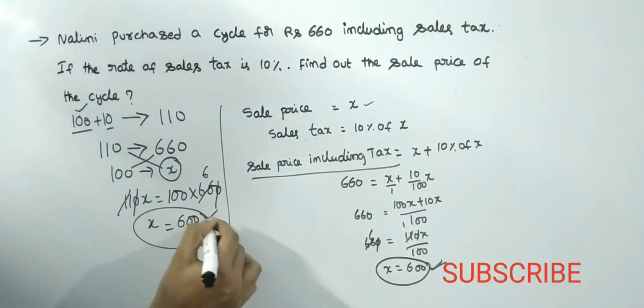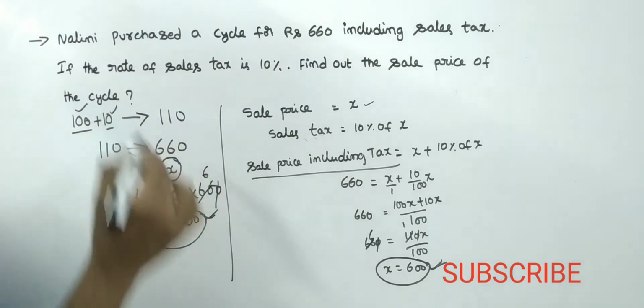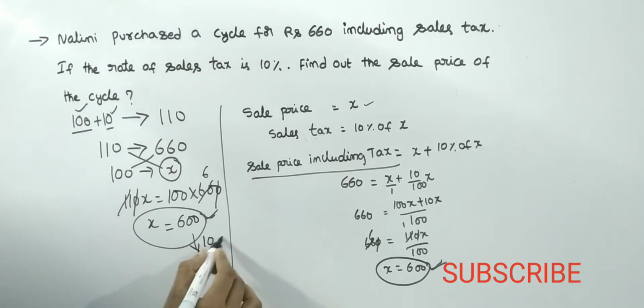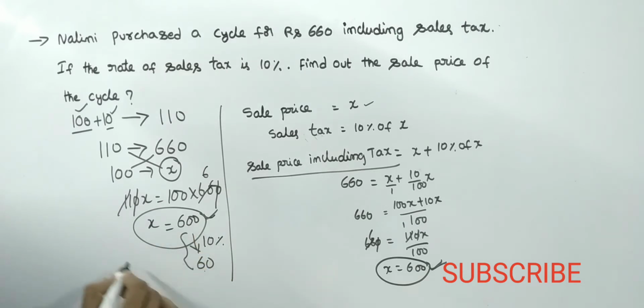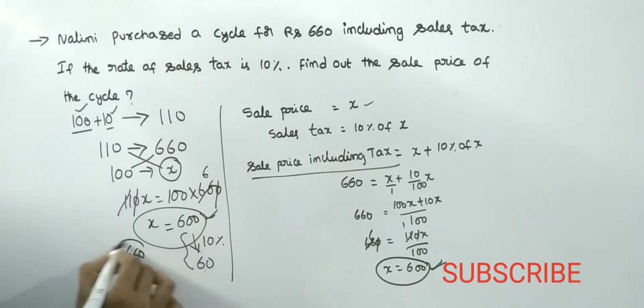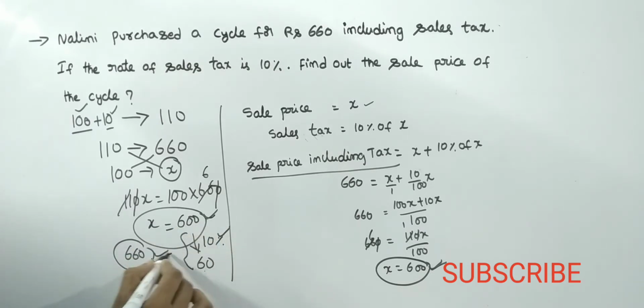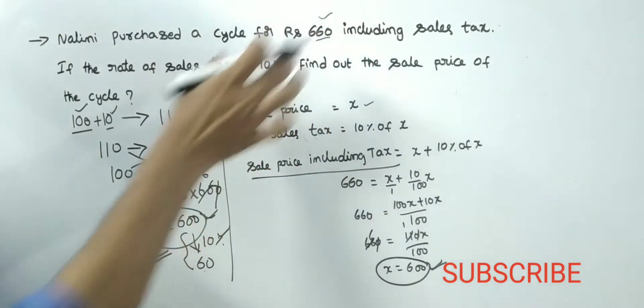We will cross check it. The sales tax is 10%. Then 10% of 600, how much? 60. Then 600 plus 60, how much? 660. After including the sales tax of 10%, the sale price is 660. Here also 660, so the statement is also true.